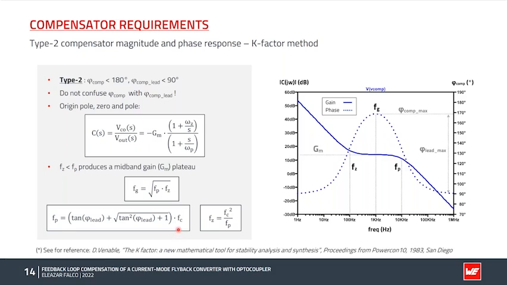This approach of setting the midband gain as well as the zero and the pole frequencies of the compensator is known as the K factor. And if interested, you can consult here the original paper on the topic for more details about it.